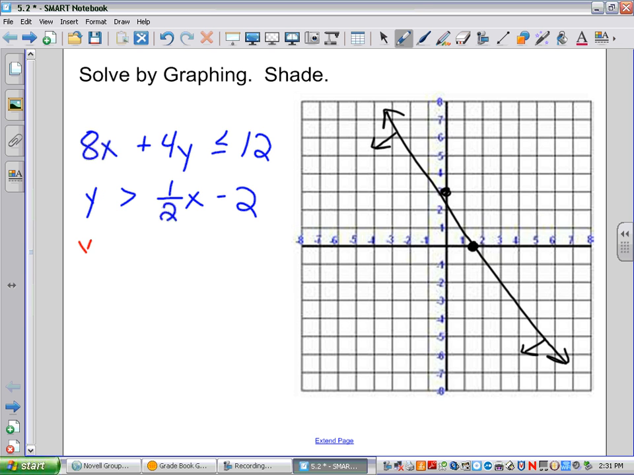Now I'm going to make that y equals 1/2 x minus 2. So remember now this one's not written in standard form. It's written in y equals mx plus b form. My y-intercept is the -2, and my slope is the 1/2. So I want to go up 1 and right 2.